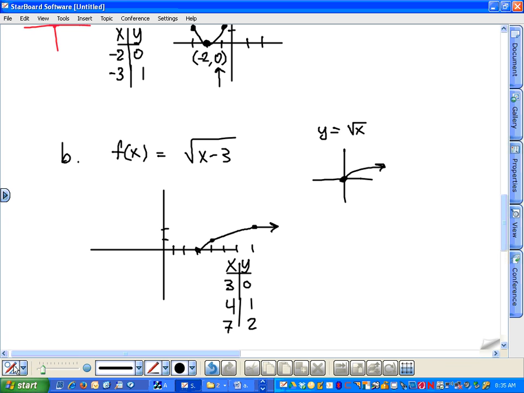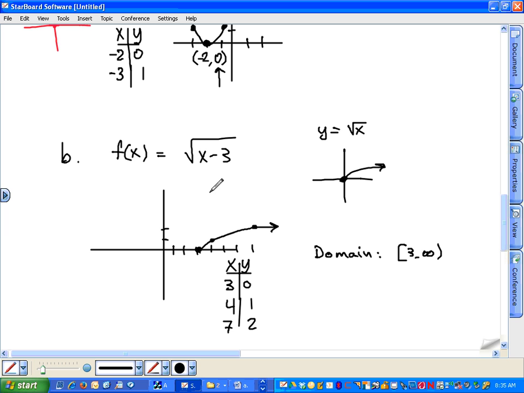Ooh, let's extend your understanding of this. What's the domain? Bracket or parenthesis? Bracket. 3 to infinity. Now, you could have found that out just by looking at the graph, or remember, this is something students forget on exams. If I had just given you the equation and you didn't know the picture of the graph, how would you find the domain of just that function? Yep. x minus 3 has to be greater than or equal to 0. Add 3 to both sides, and x is greater than or equal to 3, which is 3 to infinity.